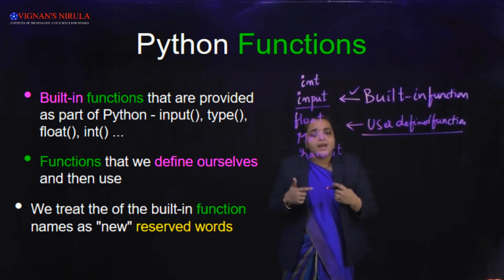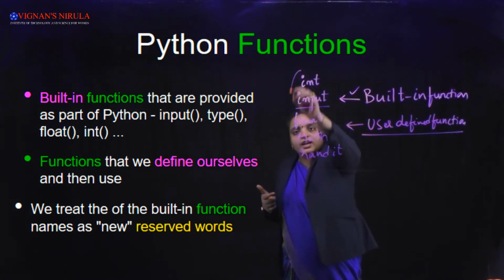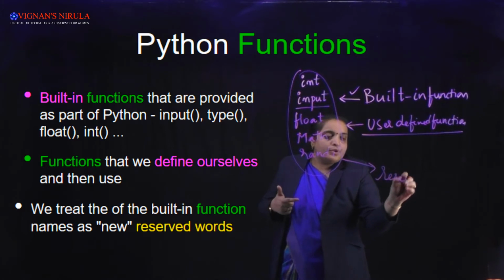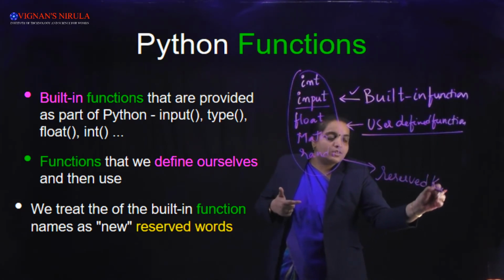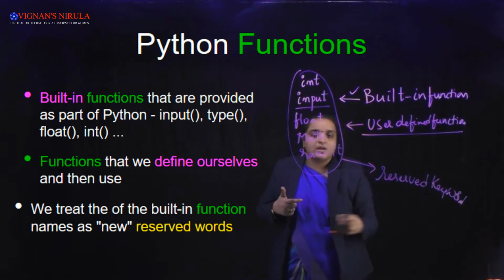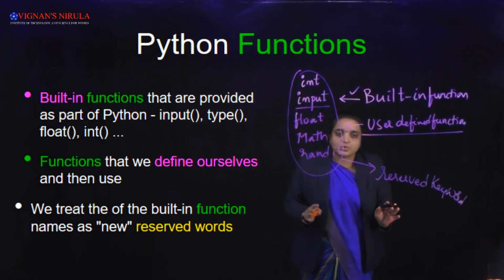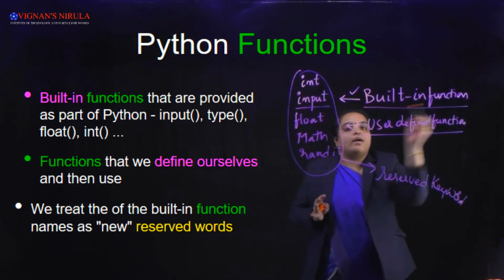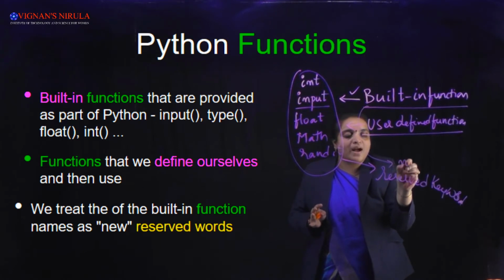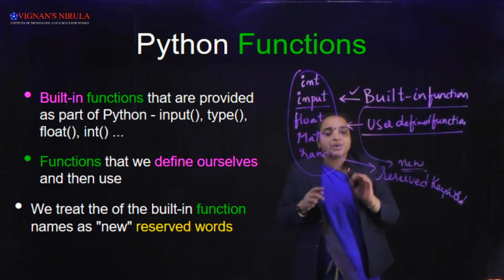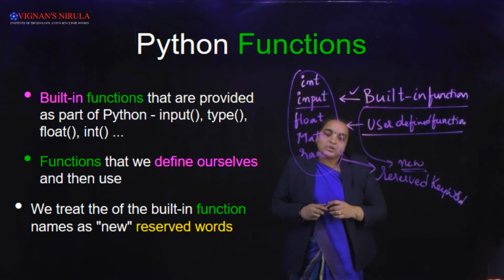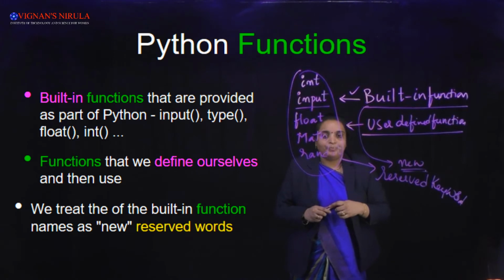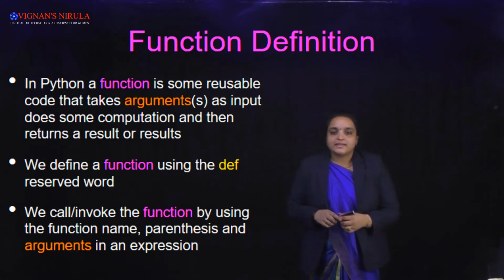When you are using built-in functions, these function names are reserved keywords. These reserved keywords may not be used as variables, or as your file names. So all the built-in functions are reserved keywords. You shouldn't use them as your user-defined function names, variable names, or file names. Is that clear? Let us define a function.